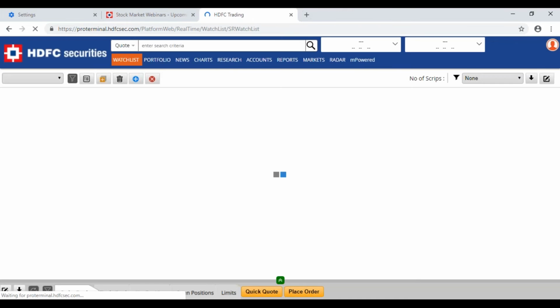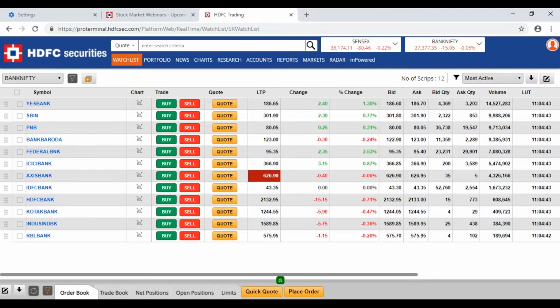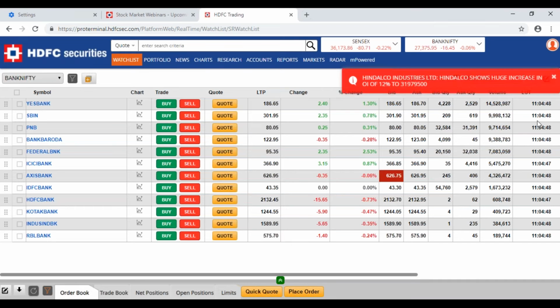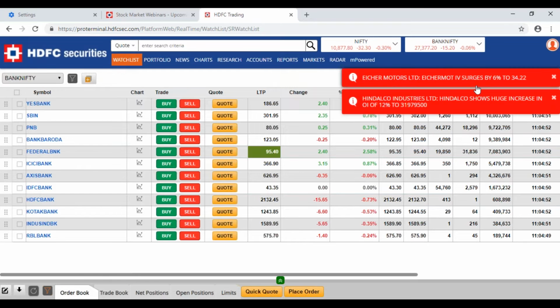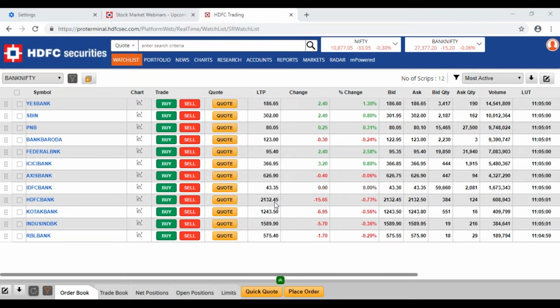Now coming back to the question of how ProTerminal can be beneficial for our advanced investors. You do get real-time notifications: Hindalco Industries shows a huge increase in open interest, Eicher Motors and so on. It comes in real time and you can see the speed of the information popping out. It is quite interesting, and very quick.